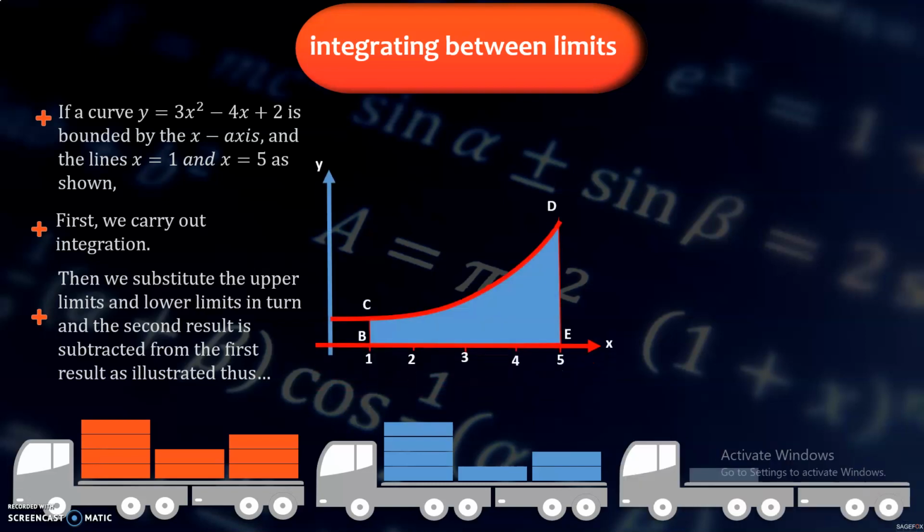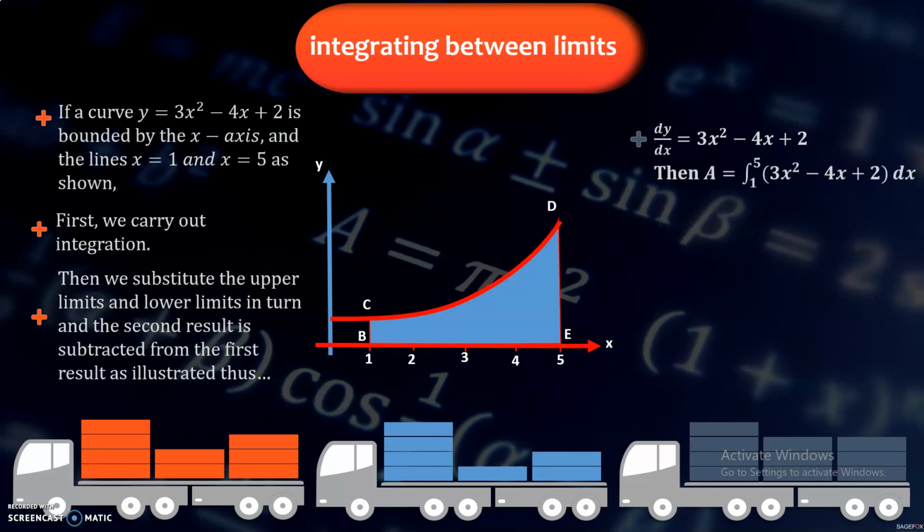So we have this graph of a curve bounded by the red lines. Now, how do we get the area of the blue shaded region of that curve? We do that by integrating between limits. So dy/dx equals 3x squared minus 4x plus 2. Then A, that is the area of the shaded region, is the integral from 1 to 5 of 3x squared minus 4x plus 2 dx. So you can see the limit as given in the question.